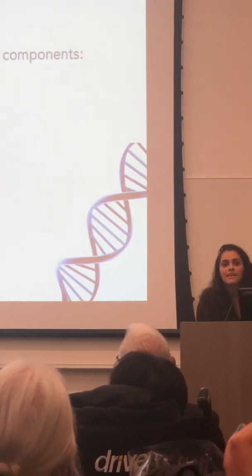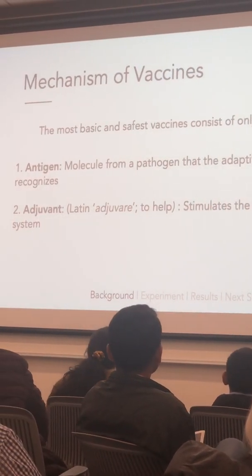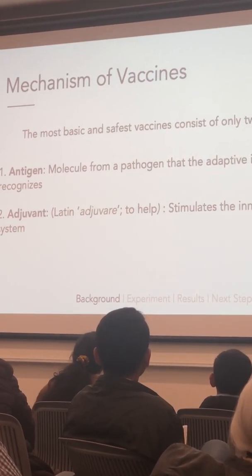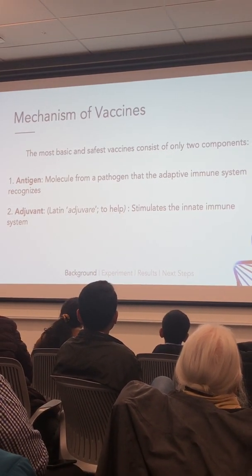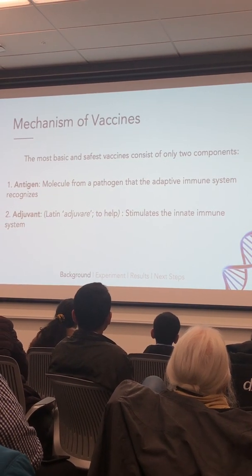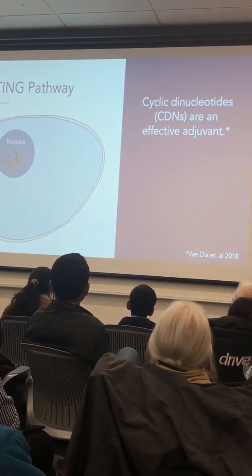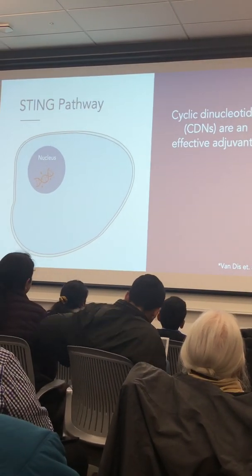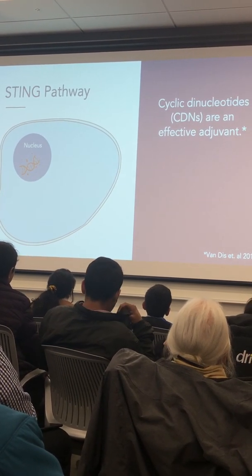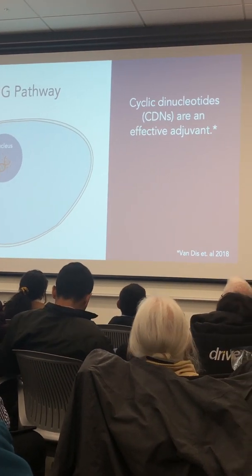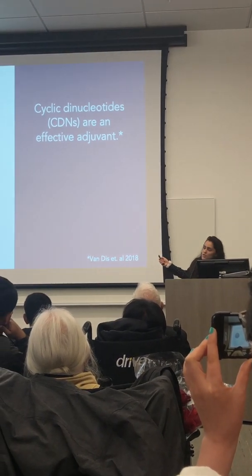The most basic and safest vaccines basically contain only 2 components. First one being an antigen, which is a molecule that can be recognized by our own bodies to build immunity, and the second one being an adjuvant, which is something that stimulates the innate immune system, allowing us to build immunity. My project will focus on these guys, which are adjuvants. I work in the Stanley lab, and our lab has previously shown that these molecules called cyclic dinucleotides, I'll call them CDNs for brevity, are an effective adjuvant for both the current vaccine and for the protein subunit vaccine, and they play in the STING pathway, which I'll walk you through.